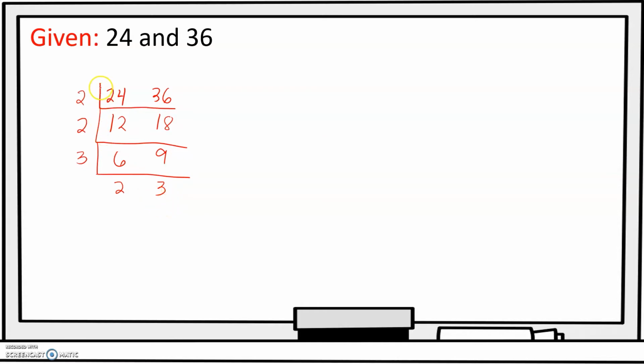Then, what we'll do next is to multiply all the factors on the side. So we will have 2 times 2 times 3, and that will give us 12. Therefore, the GCF of 24 and 36 is 12.